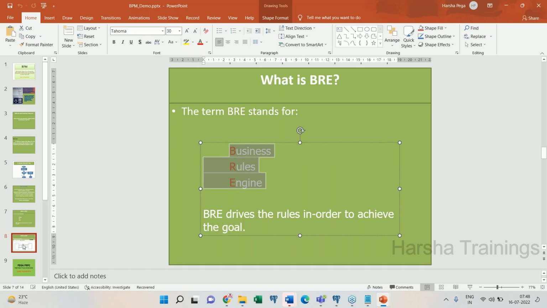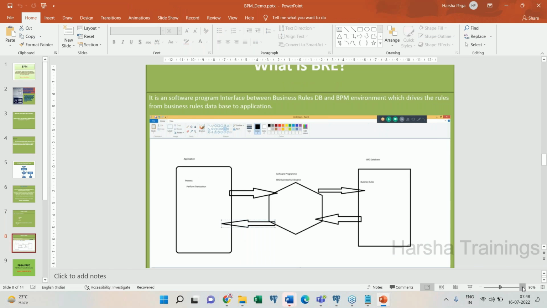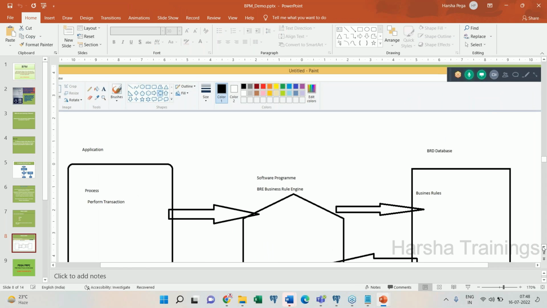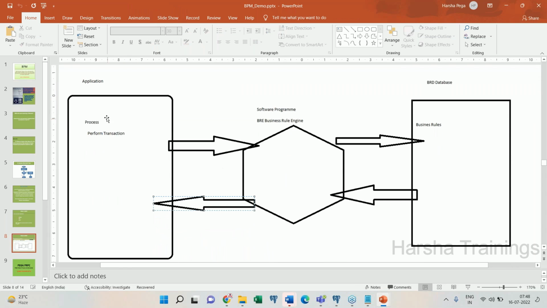Make sense, everyone? Clear? Let's look at the diagram. Let me maximize this. See here, this is the application and this is the business rules database. Business rules are stored in a database. The application is going to communicate with the database by means of a software program called the business rules engine. The business rules engine acts as an interface between the respective BPM application and the business rules database. It drives business rules from the database to the application.